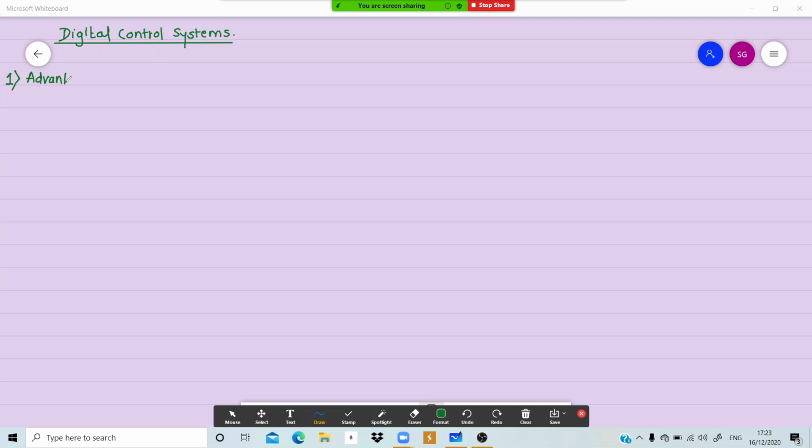Advantages of digital control system over continuous control system.